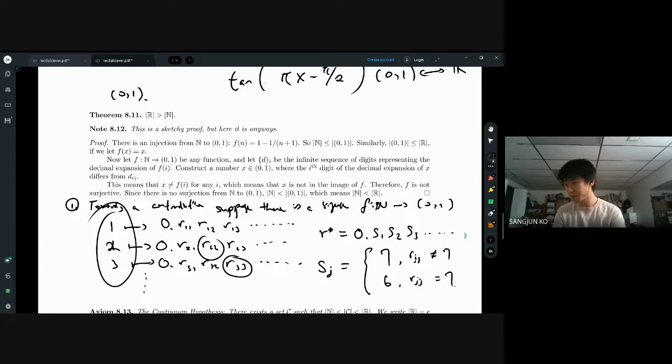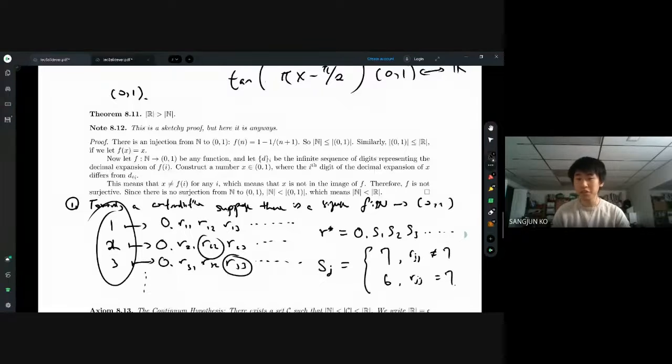For example, I think this diagonalization argument is used in the proof of the solution to the halting problem. So it comes up in a variety of places, if you like theoretical computer science or whatever. Okay. No questions. Great.